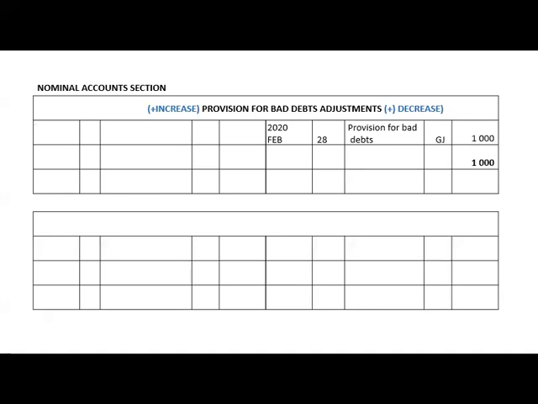Coming here, I'll have provision for bad debts adjustment on the credit side. Why do I have it on the credit side? It's income. Someone might be confused that these accounts are the same. No, they're not the same. The other one has adjustments. It goes up on the credit if your provision decreases. It goes up on the debit if your provision increases. When it decreases, it means that it is income. So this 1,000 rand is income.